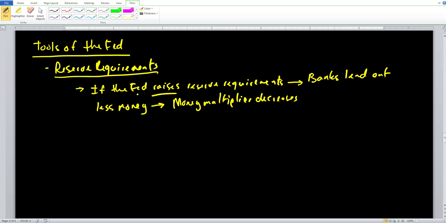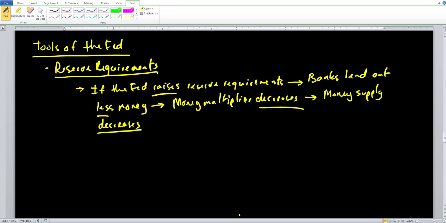So far, the Fed raises the reserve requirements. Banks lend out less money. The money multiplier is going to decrease. And as the money multiplier decreases, remember, this has a dampening impact on how much money is going to be able to be created. So therefore, the money supply decreases.